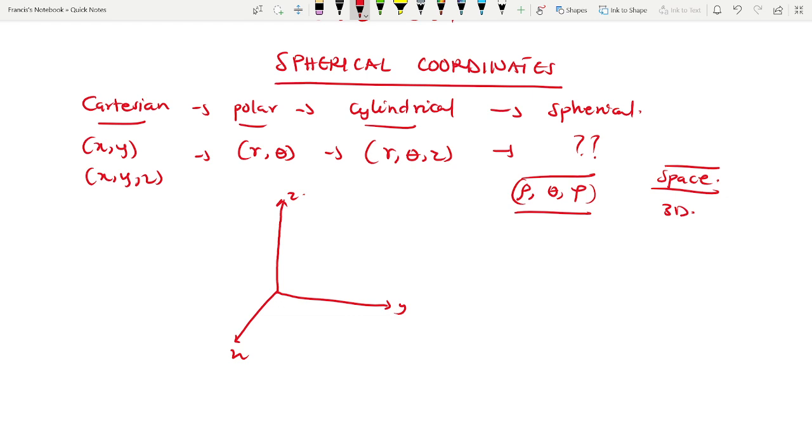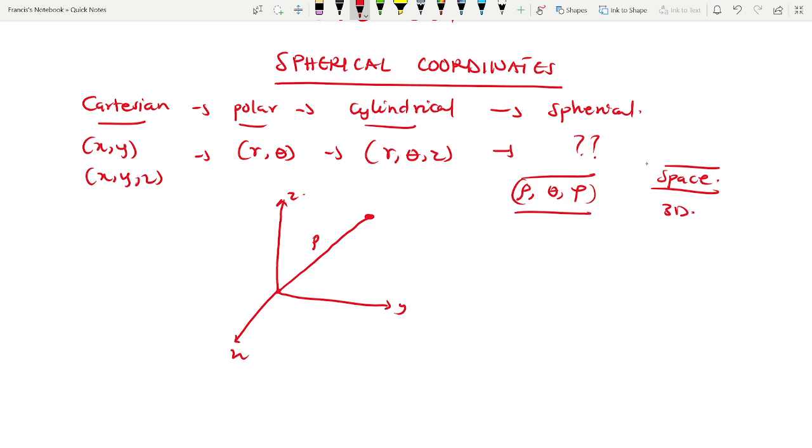As I said earlier, in spherical coordinates, we are dealing with a point in space, okay? So we will have a point acting in space. It's neither in the xy plane, nor in the xz plane, nor in the yz plane. So the line that joins the origin to this point in space is going to be represented as the rho. That's the magnitude, the rho.